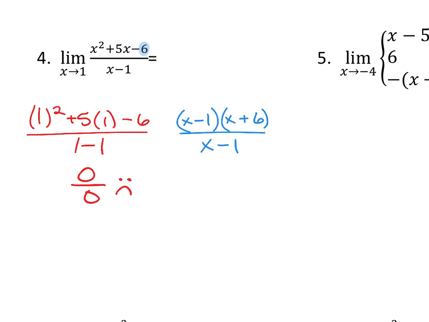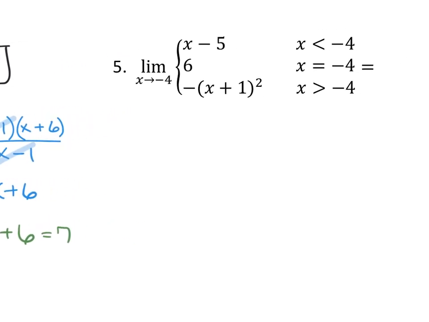Now that we factored it, what happens? The x minus 1 cancels out, which means this function is just x plus 6. And if we try direct substitution, now that we've gotten rid of the hole, because there's a hole in this graph, this would be 1 plus 6, which is 7. So the limit as x approaches 1 of this function is 7. So again, once we noticed it was indeterminate form, we go ahead and try to cancel some stuff using some of the algebra skills we have.